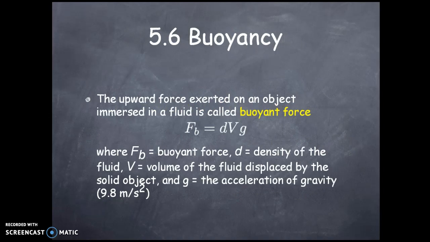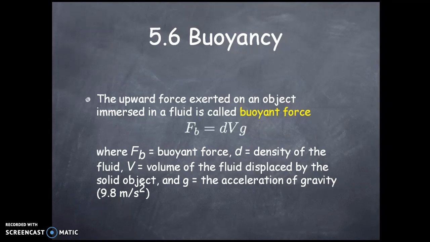The upward force exerted on an object immersed in a fluid is called the buoyant force. Just like when you have a cup filled with water and you try to push a pencil inside it, it always pops back up. It pops back up because the water pushes it upward. That force which makes the pencil pop up is called the buoyant force. This buoyant force always works upward, and it is measured by dVg.